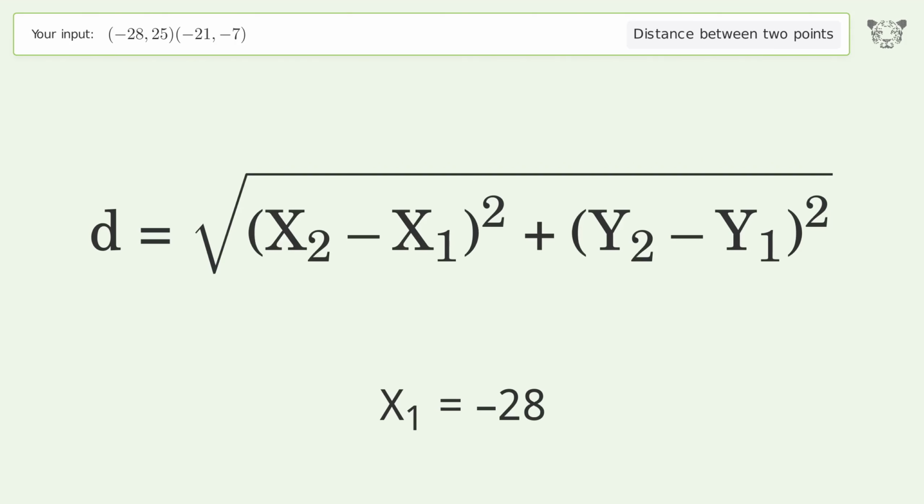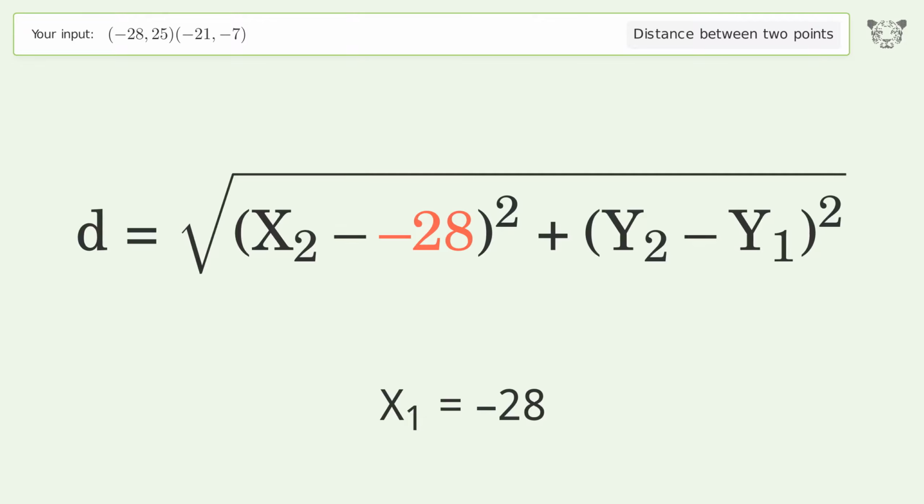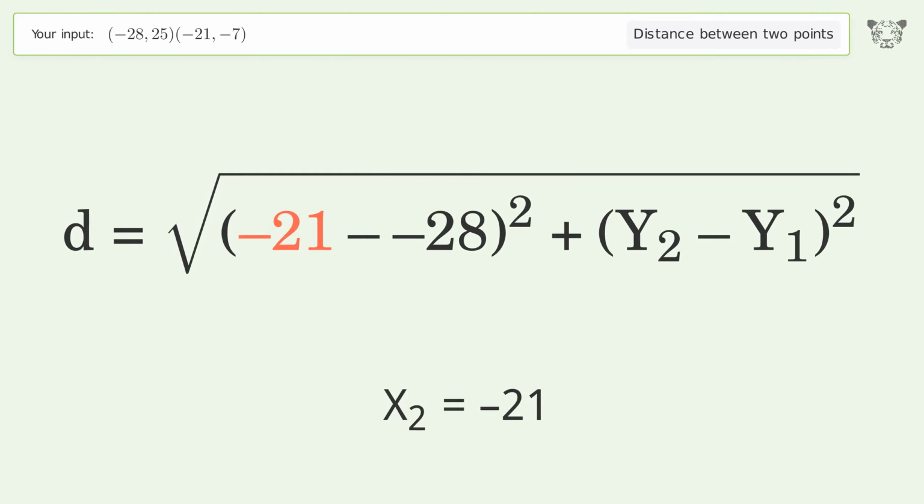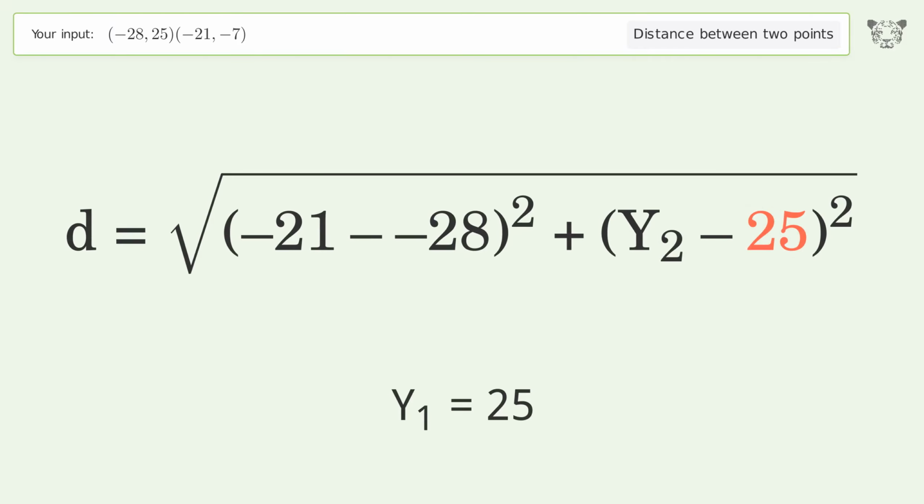x1 equals -28. x2 equals -21. y1 equals 25. y2 equals -7.